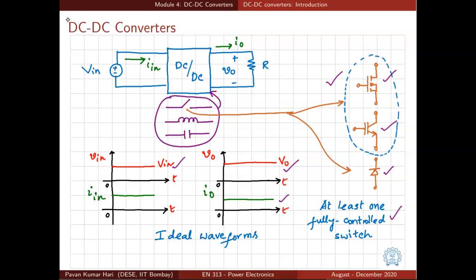And we also want to draw constant current from the input source, because input voltage is constant. So only the average value of input current will contribute to net energy transfer. So we'd like to reduce the ripple, or ideally we don't want to have any ripple in the input current. These are the ideal characteristics that we desire, ideal waveforms of a DC to DC converter. We also desire that the converter should have low losses or zero losses and so on.